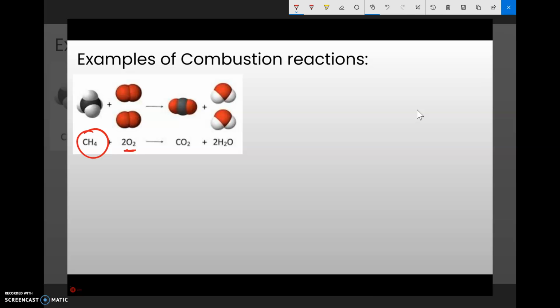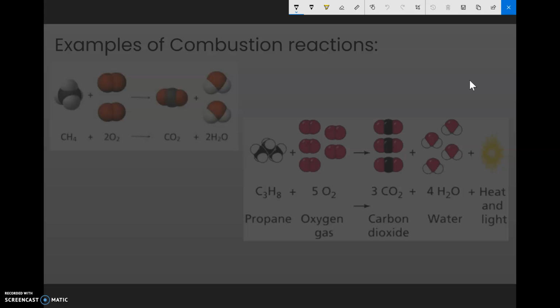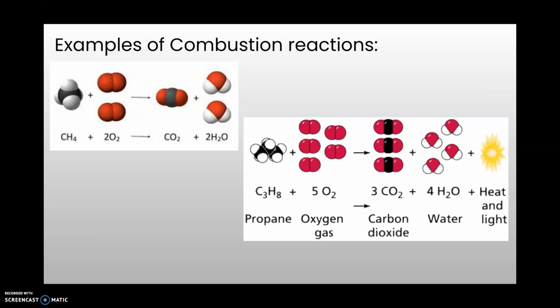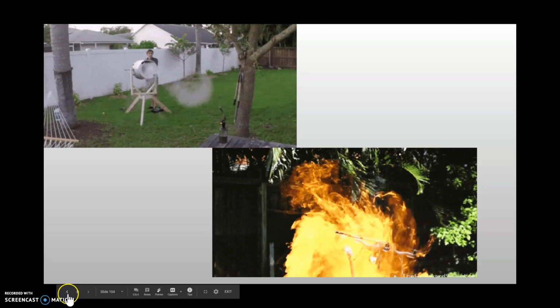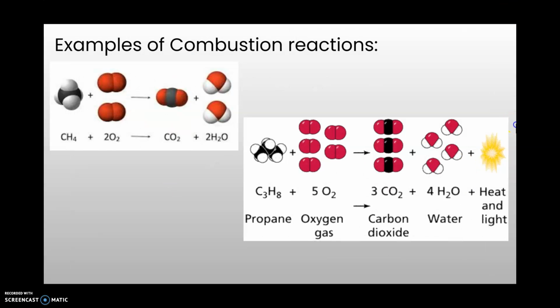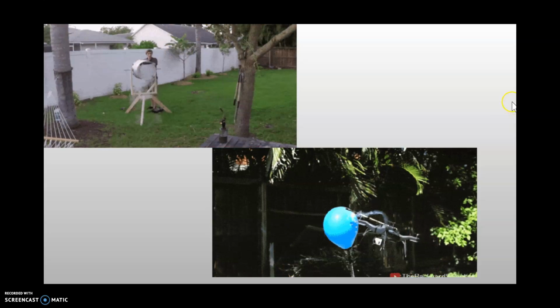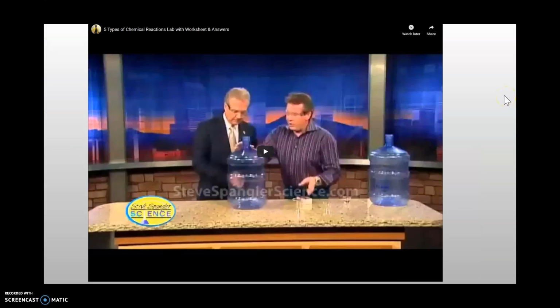And again, you're noticing you have the oxygen on the reactant side and then the carbon dioxide and water on the product side. Okay, another example is C3H8, another example of a hydrocarbon. This is specifically called propane, and again, plus oxygen. And your products are going to be that CO2 and that water. Okay, and you'll get heat and light that comes off that reaction. Okay, here's a couple videos for you, just some fun little things for you to watch that are examples of combustion.